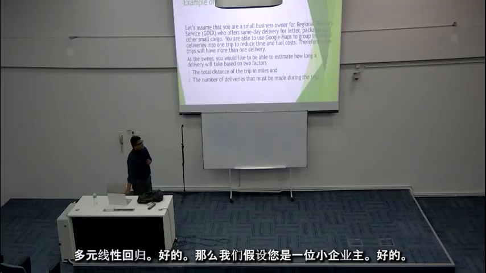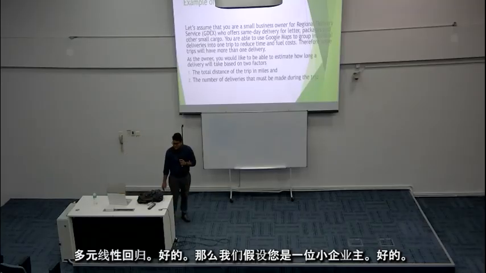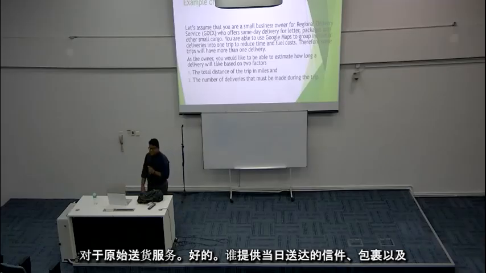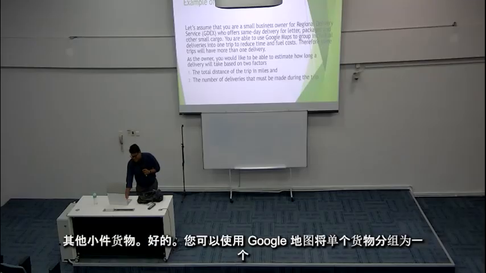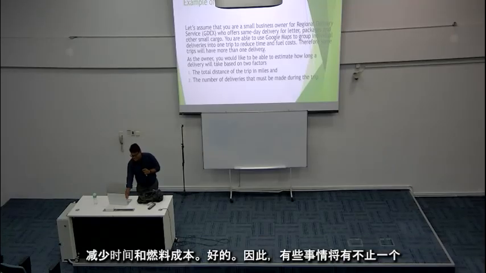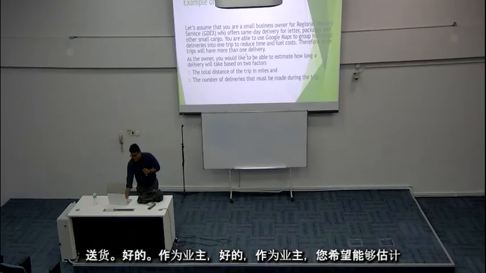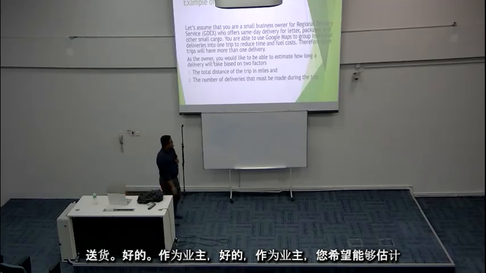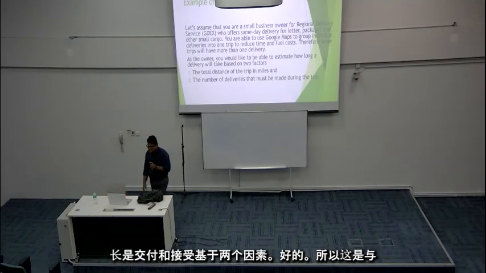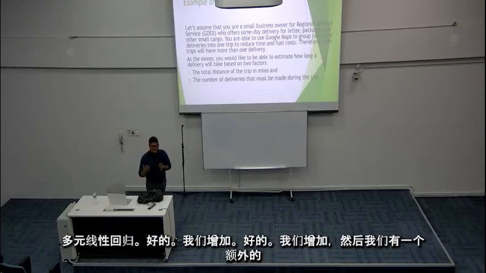Let's assume that you are a small business owner of a regional delivery service who offers same-day delivery for letters, packages, and other small cargo. You are able to use Google Maps to group individual deliveries into one trip to reduce the time and fuel costs. Therefore some trips will have more than one delivery. As the owner, you would like to be able to estimate how long the delivery will take based on two factors. So this is the situation related to the multiple linear regression.